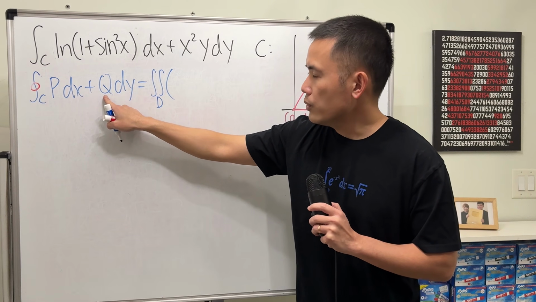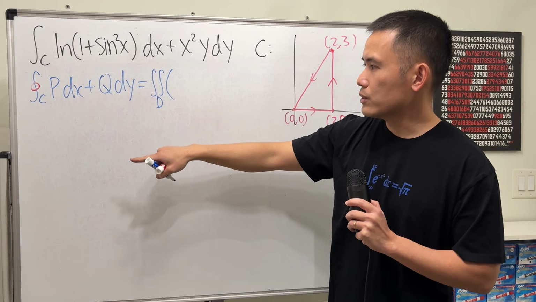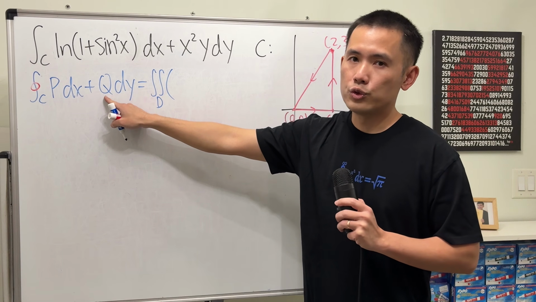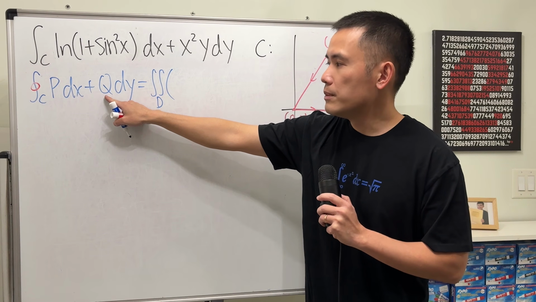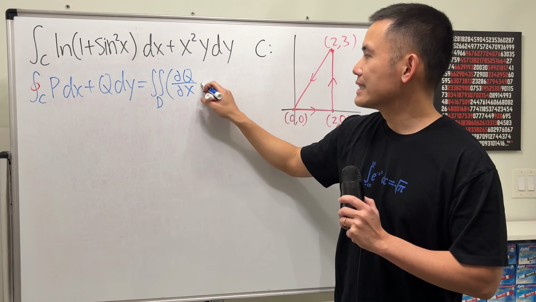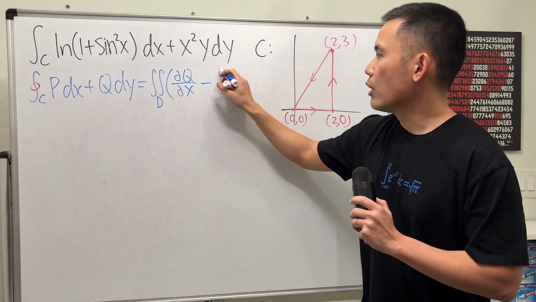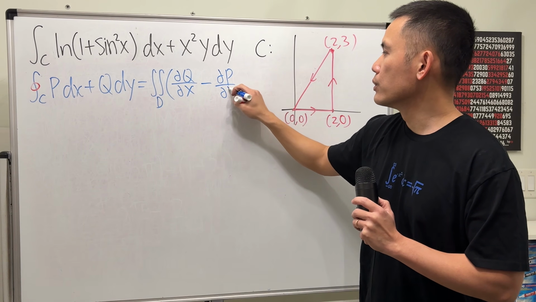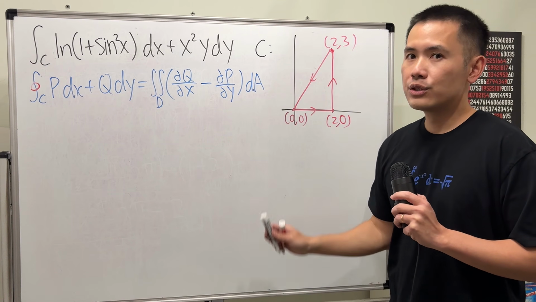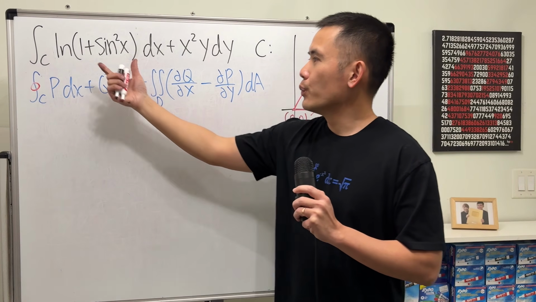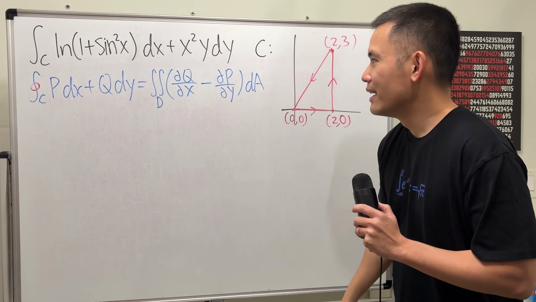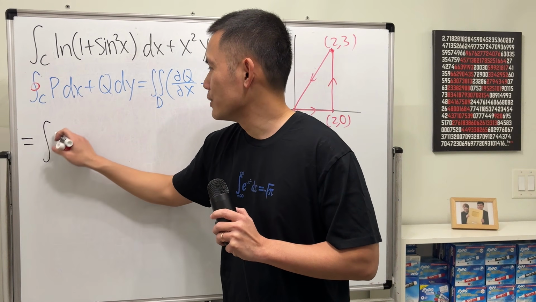We take the partial derivative of q with respect to x. Subtract, take the partial of p with respect to y. So in fact, you will see that we do not have to deal with this part, which is very, very nice. Okay, let's turn this into a double integral.